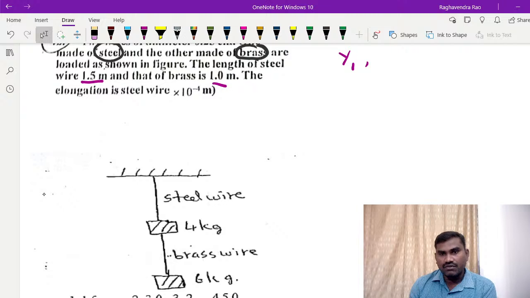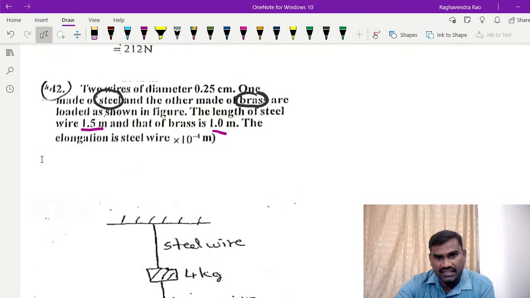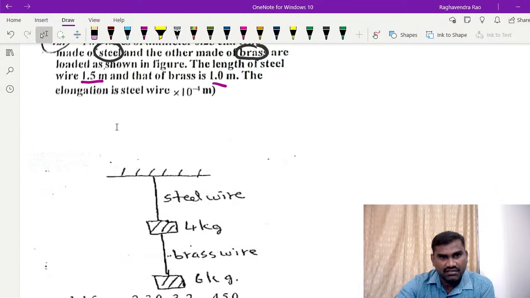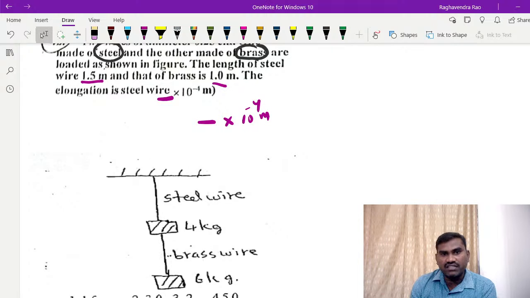Young's modulus is given. Lengths are also given. So what are they asking? The elongation of the steel wire is dash into 10 power minus 4. This value we need to find. That means the elongation produced in the steel wire we need to find.